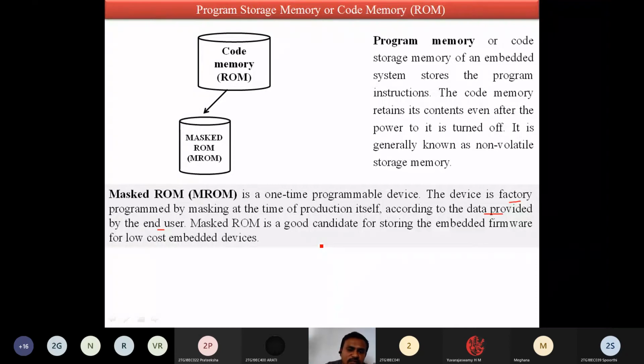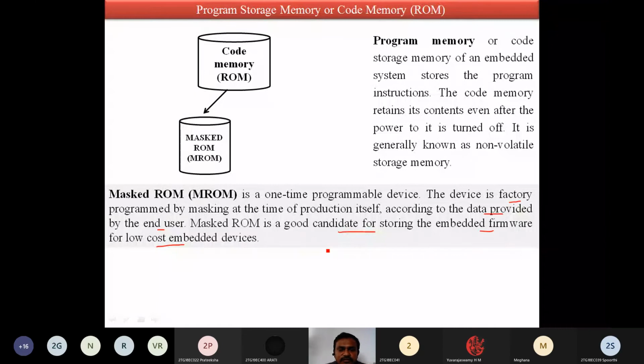Masked ROM is a good candidate for storing the embedded firmware for low cost embedded devices. So this MROM is used for low cost embedded devices. For example, a toy which plays musical audio costs, let me say, 30 to 50 rupees in the market. Obviously it is a China product. In that audio device, if you take a toy mobile phone for children, each button is going to play different songs.